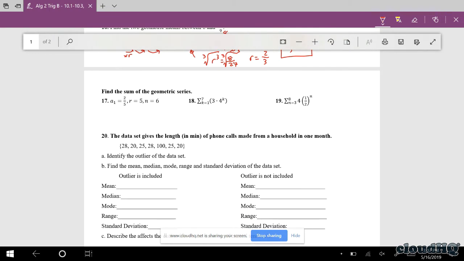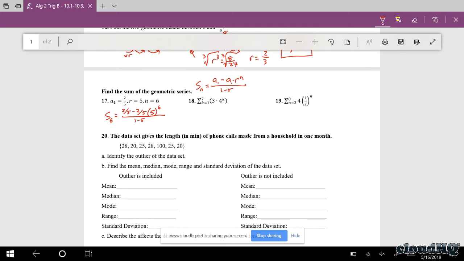Sum of this series. So here's our formula. So we got 6 terms. The first one. Get kind of a nasty numerator. I would like to have my answer in fraction form.